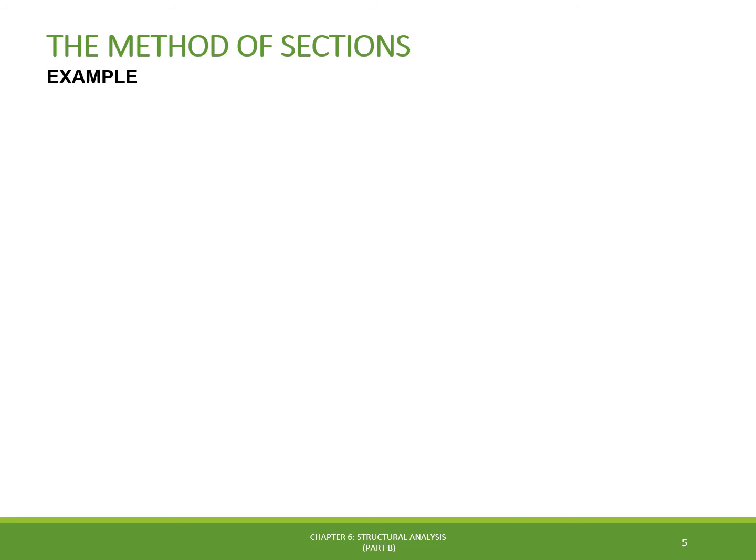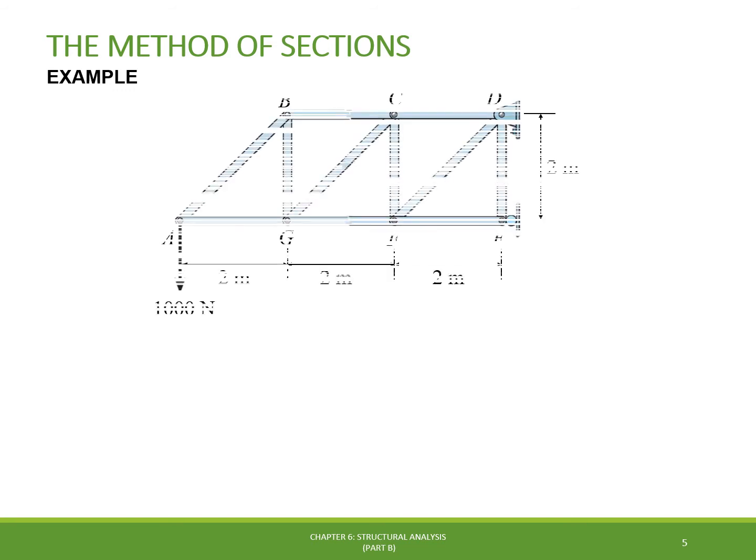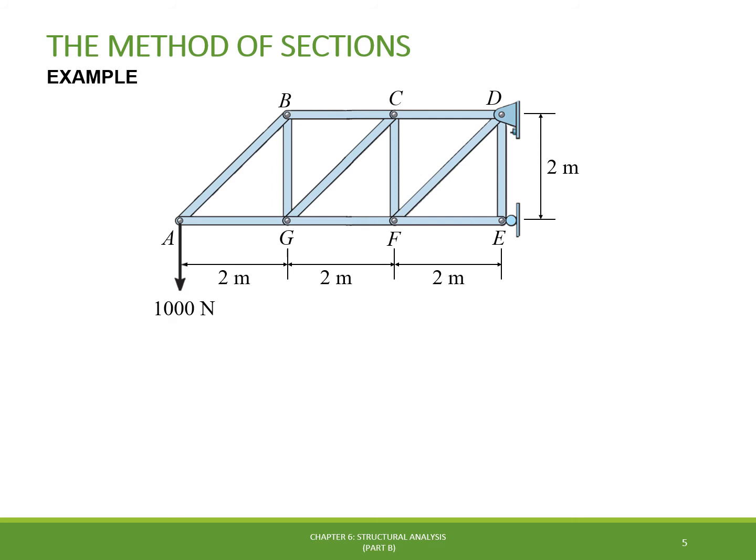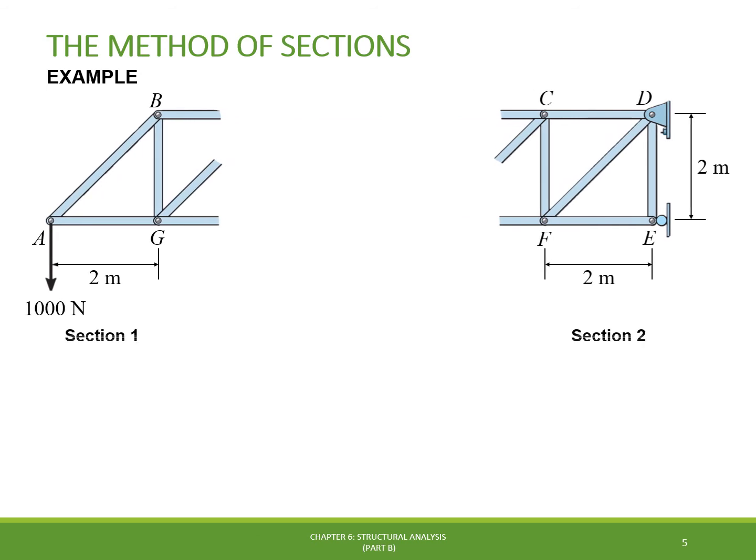In order to best explain how this method works, let's consider the truss shown in this picture, subjected to a 1000 newton load applied at joint A. In this truss, let's say that we are interested in knowing the forces acting in members BC, GC, and GF only. Then, let's draw a section line AA passing through the 3 members of interest, in such a way that we split the truss into 2 sections, section 1 and section 2.